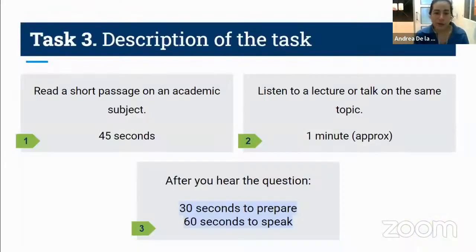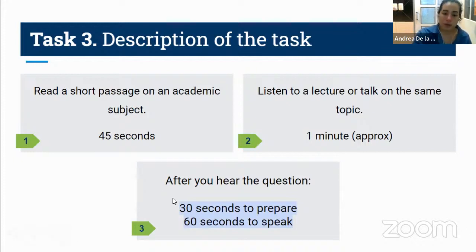So let's take a look. What will you have to do for this question? Basically, the format is exactly the same as in task number 2. You have to do exactly the same. You will read something for 45 seconds, then you will listen to something for 1 minute approximately, and then you get 30 seconds to prepare and 60 to speak. Nothing has changed, right? You still read, you still hear something, and then you get 30 and 60 to speak. So the thing that does change is the content. So you're going to be reading something different, you're going to be listening to something different, and of course your answer should be different too.